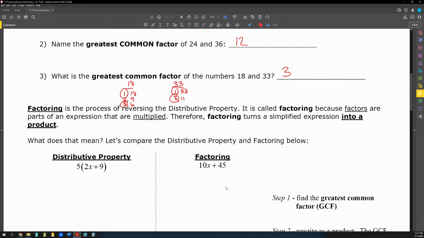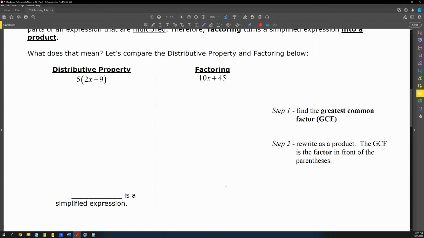Let's take a look. On the left, I can see the example for the distributive property, 5 times the quantity 2x plus 9. In order to multiply this 5 into this grouping, I have to multiply it by every term inside that grouping. So I'd be multiplying 5 times 2x, and I would be adding that to the product of 5 and 9. Well, 5 times 2x is 10x, and 5 times 9 is 45. So the simplified expression is 10x plus 45. But suppose I want to go in reverse. I want to factor this and end up at my original 5 times the quantity 2x plus 9.